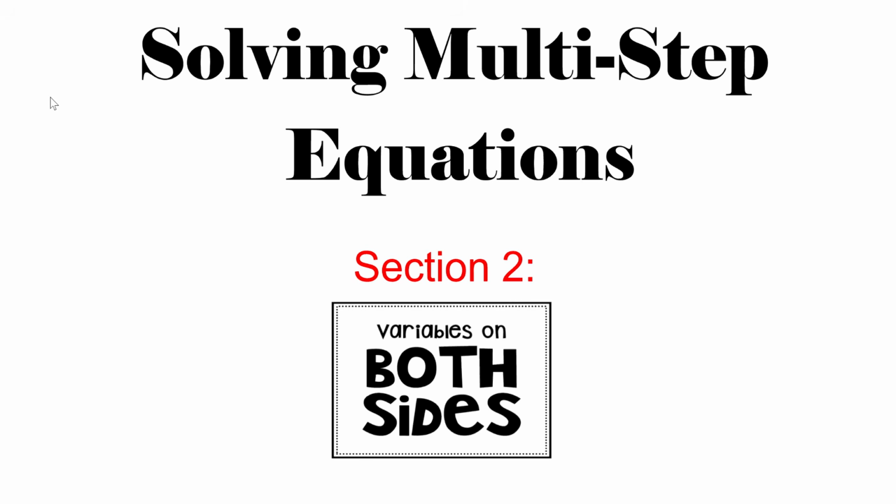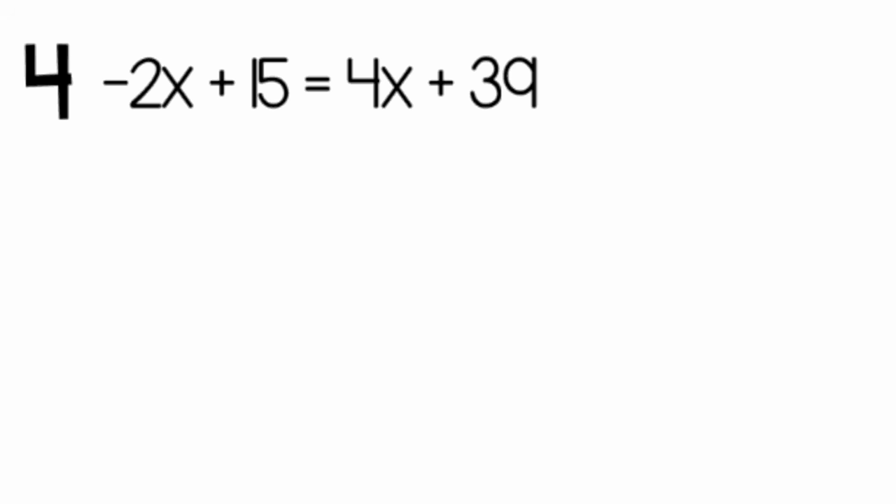So in this lesson, we're going to focus again on solving multi-step equations. Remember that you sometimes have to simplify equations before you can solve them. In section 1, we focused on variables on the same side of the equal sign. This time, we're going to focus on variables that are on both sides of the equal sign. So take a look at example 4.